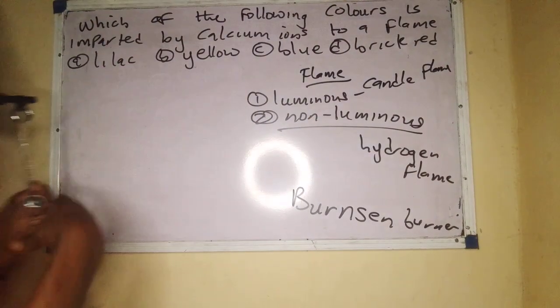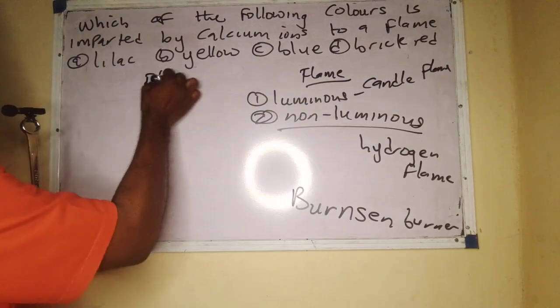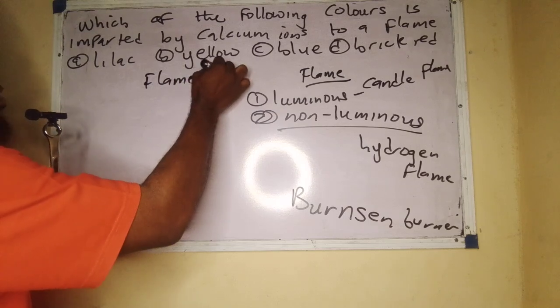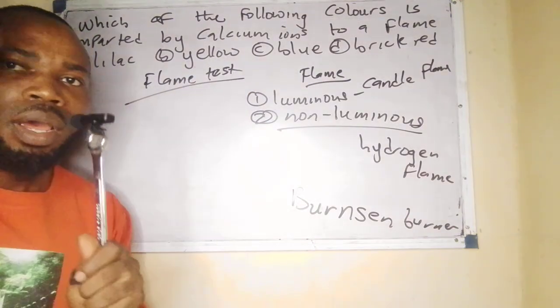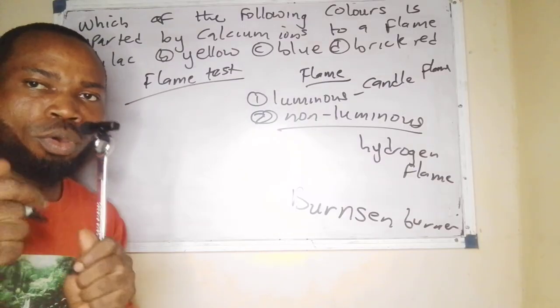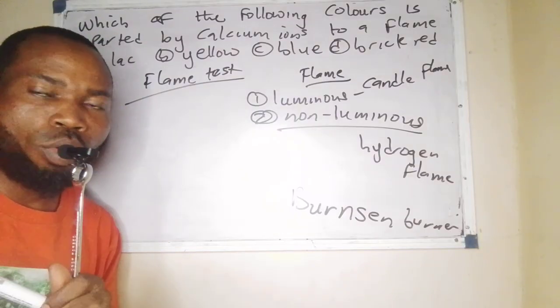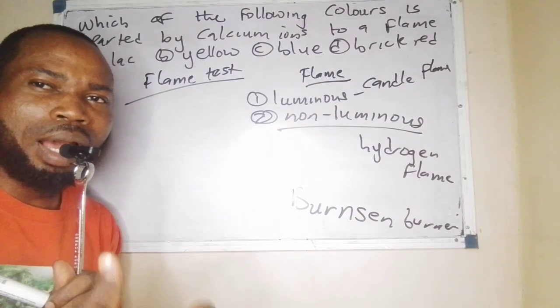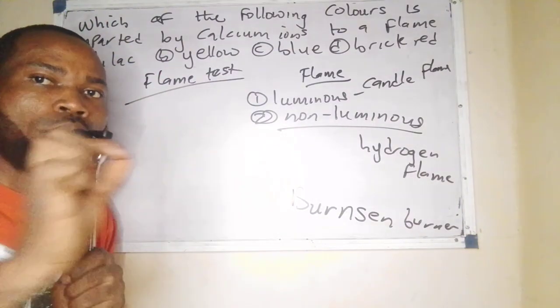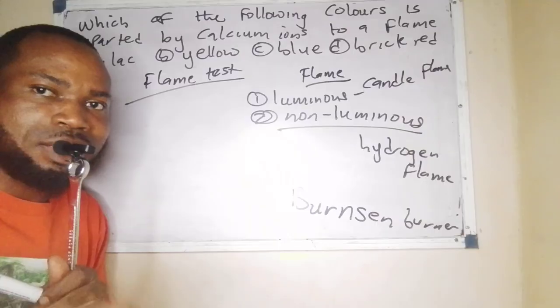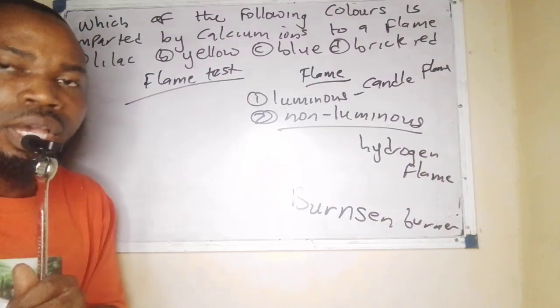They said, and again, talking about the flame test, please take note of something: the flame test is used to test for the presence of metallic ions. Used to test for the presence of metallic ions, because when you subject metallic ions or metals to flame, they bring out a characteristic color that is particular for that particular metal. So we can use such tests to identify the presence of those metals in a solution.